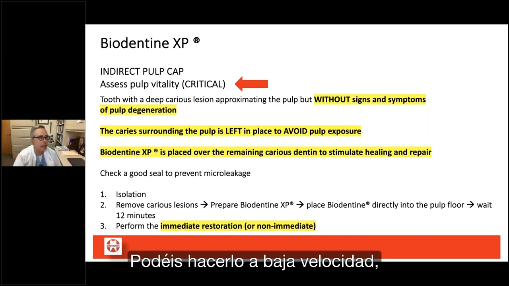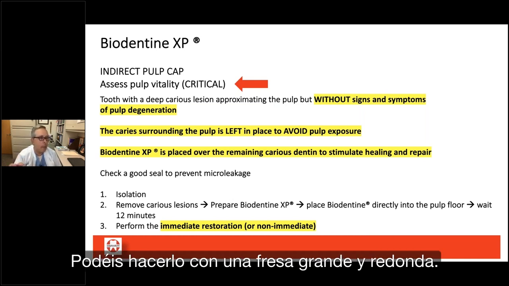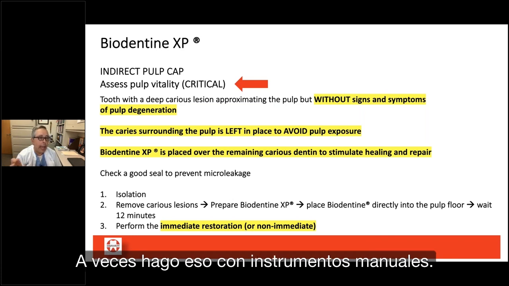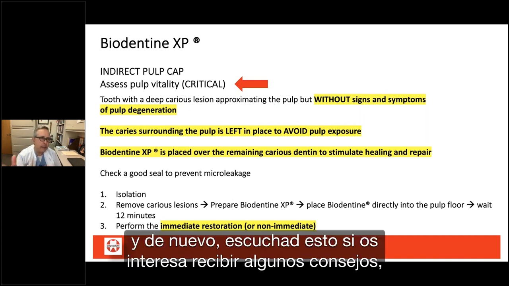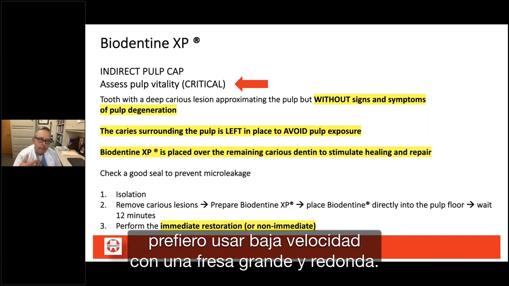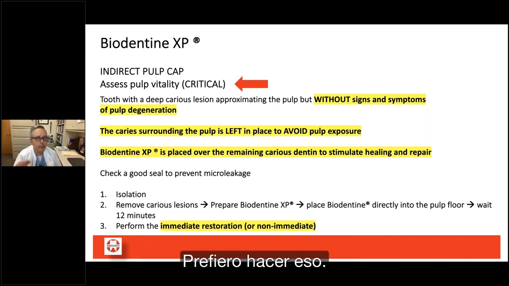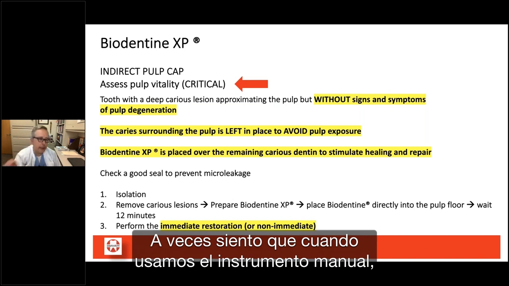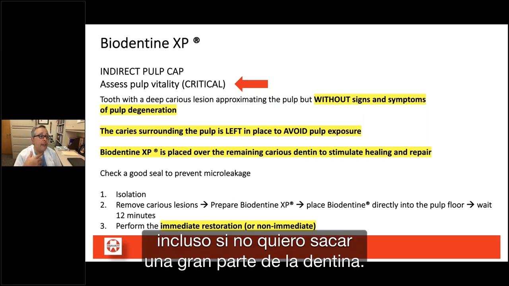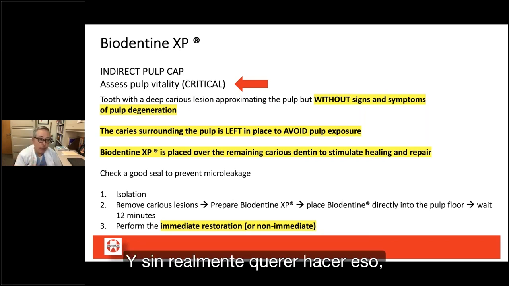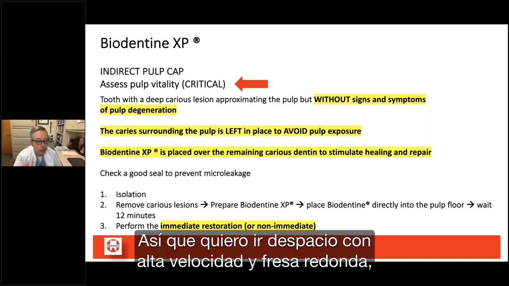You can do that with low speed. You can do that with a big round burr. Sometimes I do that with hand instruments. Honestly, I prefer, and you are listening to this and you like to get some tips, to use low speed with a big round burr. Sometimes I feel that when we use the hand instrument, it's easy to take a big chunk, even if I don't want to take a big portion of the dentin, and without really wanting to, we end up exposing the pulp. So I want to just go slowly with a round burr.